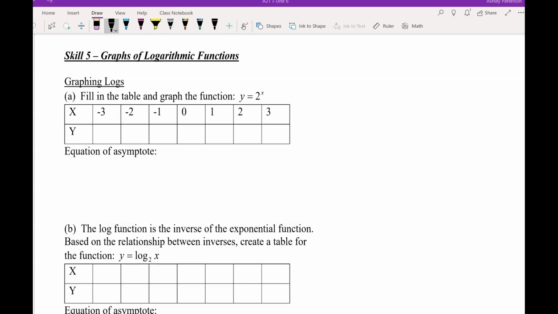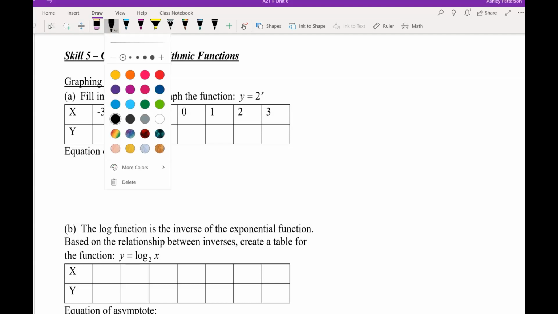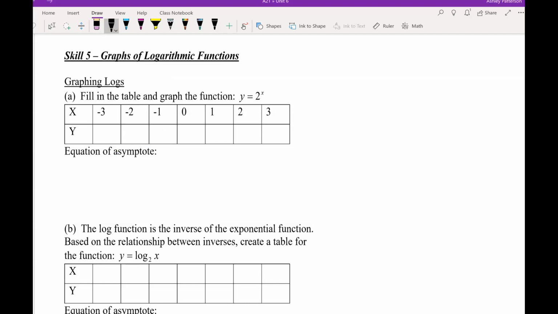So since we saw in skill 4 that we can evaluate a logarithm and it is the inverse of an exponential function, that's going to help us with graphing. Okay, so take a look at A. It is the function y equals 2 to the x.